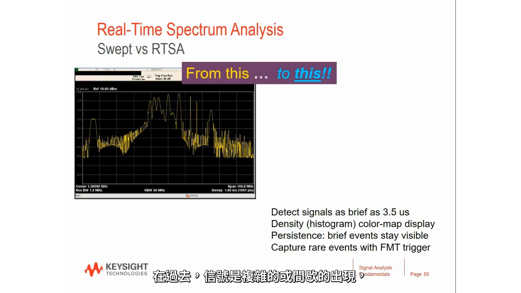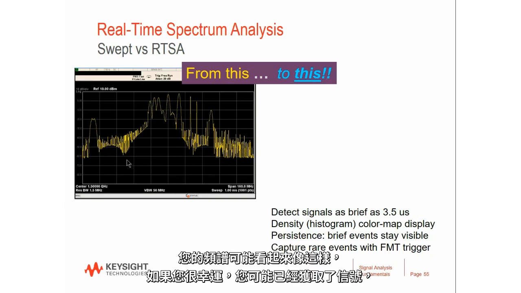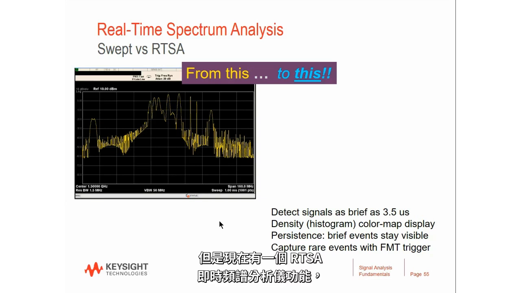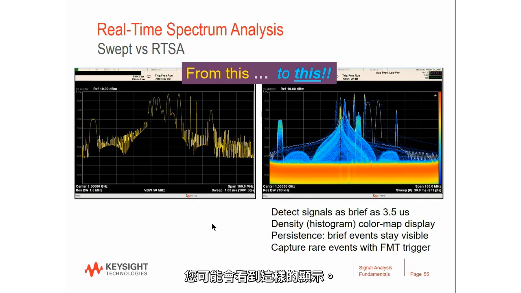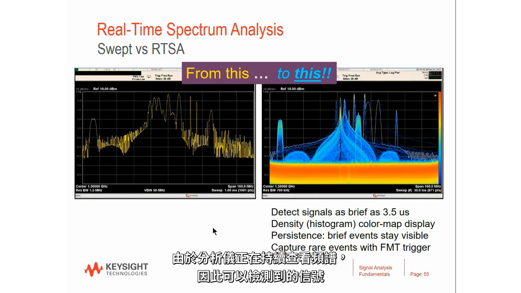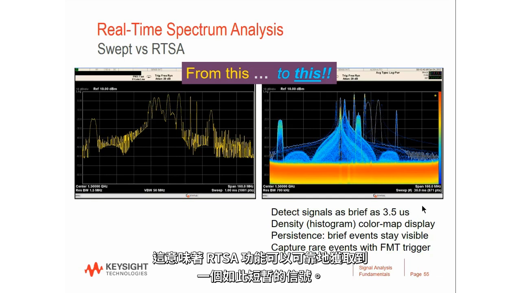In the past, for signals that were complex or intermittent or appeared very briefly or very unpredictably, you might have had to use peak hold detection techniques, and your spectrum might look like this. If you were lucky, you might have captured the signal. But nowadays, with a RTSA, real-time spectrum analyzer feature, you might get a display that looks like this. Because the analyzer is looking continuously at the spectrum, you can detect signals that are, in some cases, as brief as 3.5 microseconds. That means a signal that's there ever so briefly can be reliably captured by the RTSA feature.